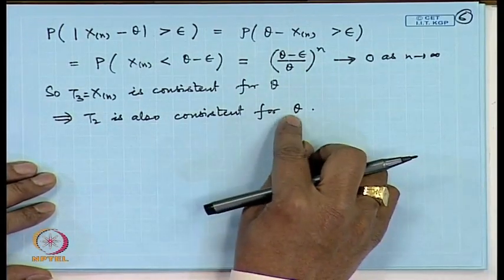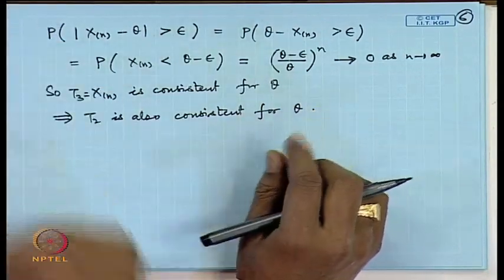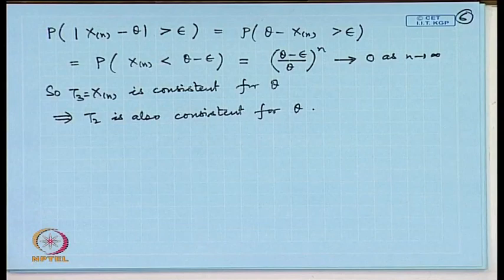So, T 2 is unbiased and consistent, T 1 is also unbiased and consistent. So, I have given you two different distributions, where for estimating one parameter I am getting two different unbiased and consistent estimators. So, that shows that actually we need additional criteria to choose between various competing estimators.